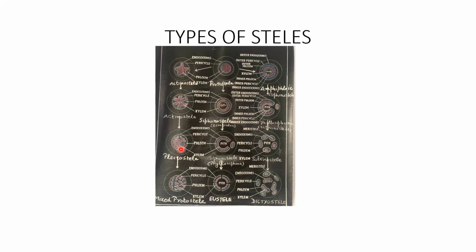Xylem may become plate-like, and phloem may invaginate into the concavities of the xylem tissue, and xylem is present in the form of patches. This arrangement of patches is called plectostele. Sometimes xylem may be dissected into several pieces. It seems as if xylem is embedded into the ground tissue of the phloem. Then it is called mixed protostele.